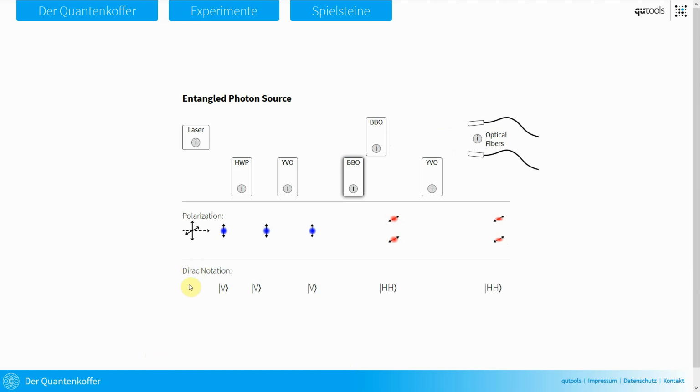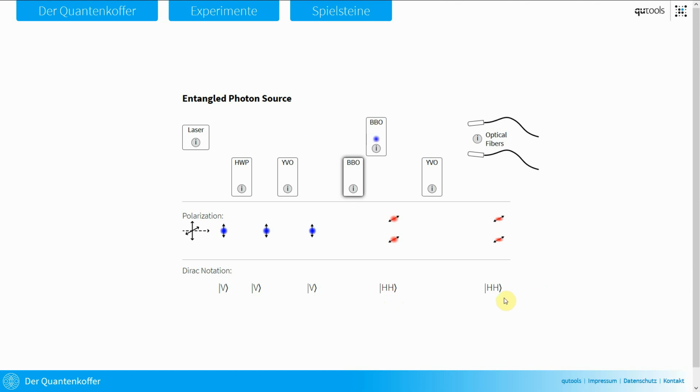And right down at the bottom, we have the Dirac notation for the polarization state of the photons. So, for example, here we have one vertically polarized photon denoted by V, and then down converted, this would be two photons, H, and also in the fibers.